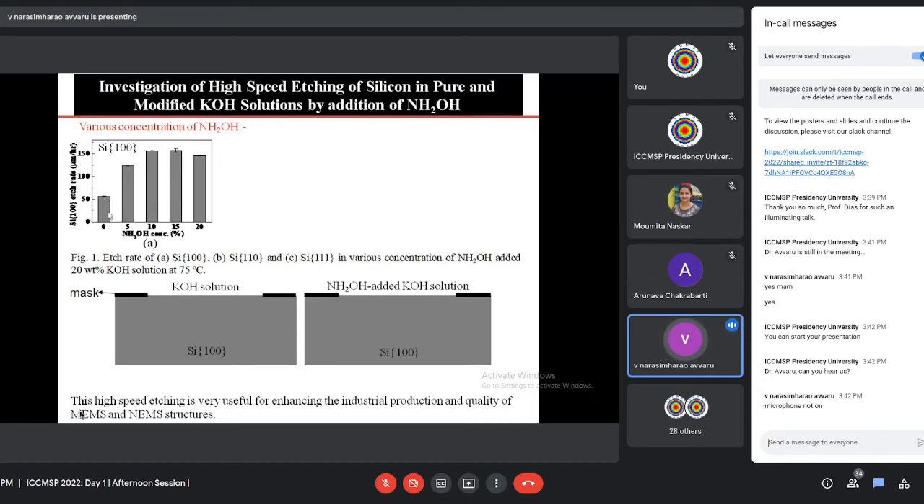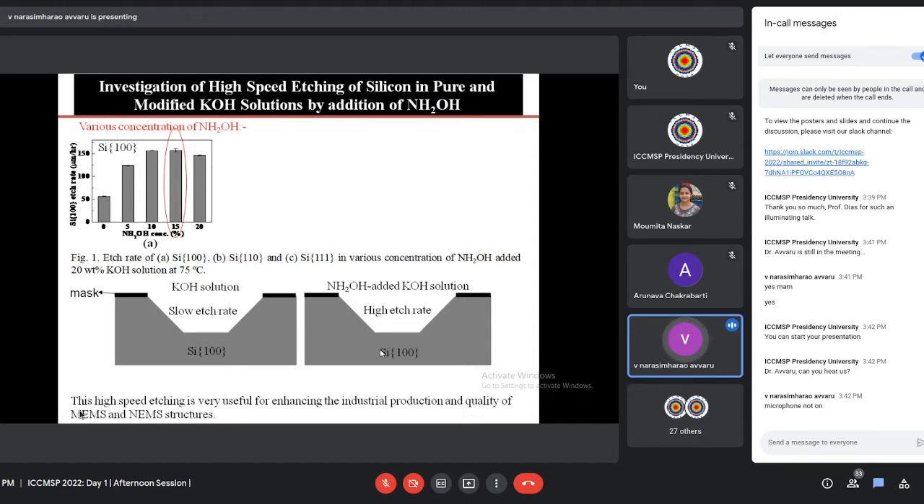This is the pure solution etch rate. After addition of different concentrations of NH2OH, the etch rate is increasing. At 15%, we obtained the maximum etch rate. Below, we are showing a schematic view. This is the pure solution etch on the cross-section view of the wafer. This is the modified solution. The modified solution increases the etch rate, so it will quickly release the structure to the required depth.